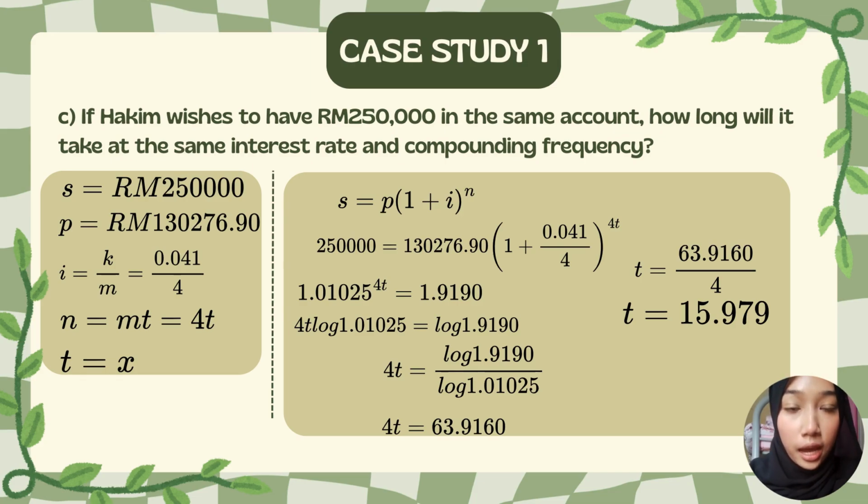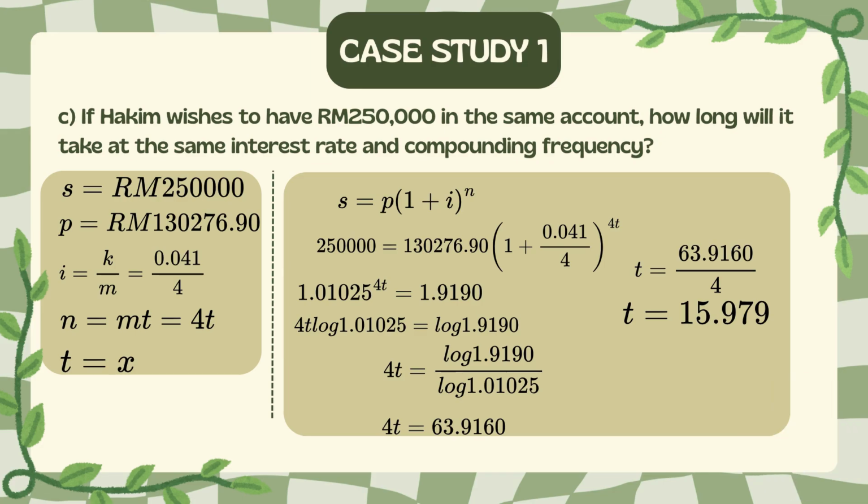To find the value of t, I take log on both sides, so this becomes 40 log 1.01025 equals log 1.9190. Next, I divide log 1.9190 by log 1.01025, so 40t equals log 1.9190 over log 1.01025. After calculating, 4t equals 63.9160. Finally, I divide both sides by 4, so the value of t is 15.979 years.